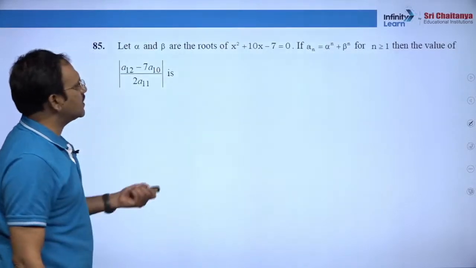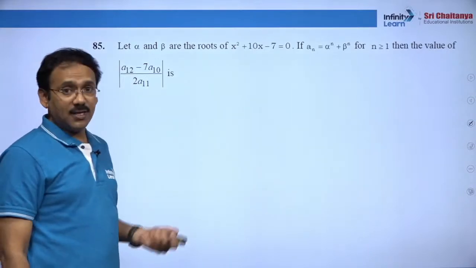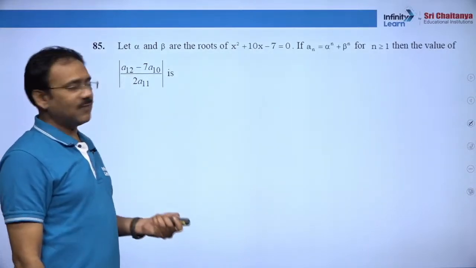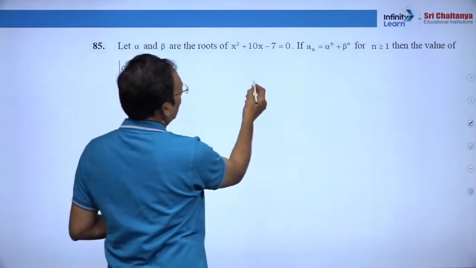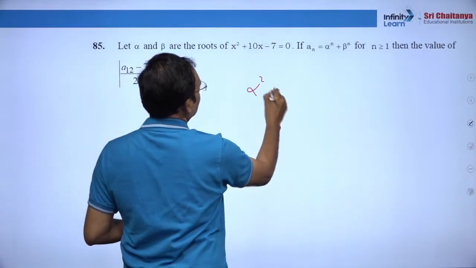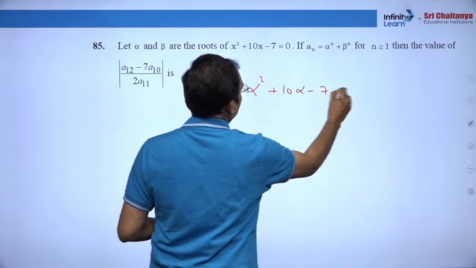Next, you see this is the standard question, dear friends, important even, Newton's formula kind of formula it is. You see alpha is a root, so alpha square plus 10 alpha minus 7 equal to 0.